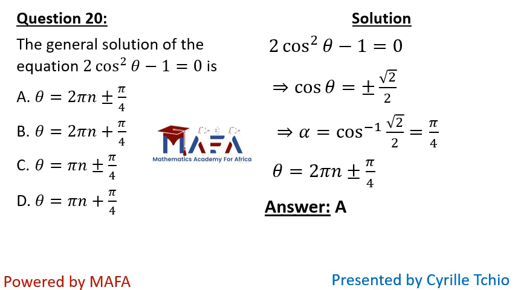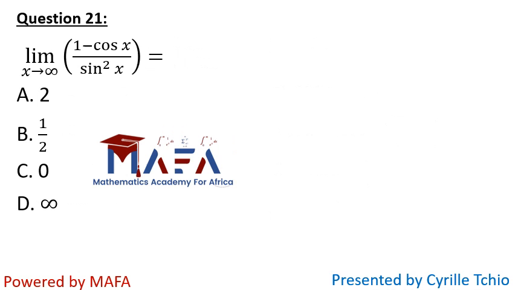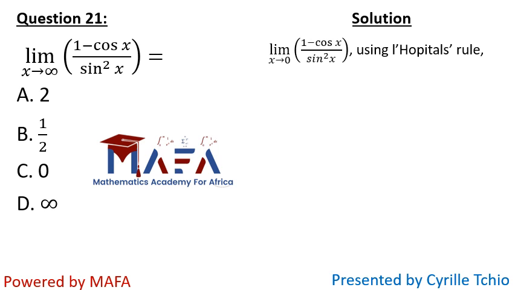Moving to the next question, which is question 21. We have the limit as x tends towards 0 of 1 minus cos x all over sine square x, and you need to find this limit. If you substitute 0 here, you have 1 minus cos 0, which is 1 minus 1, which is 0, all over sine square x, that is 0 to the power 2, which is 0. So we have 0 all over 0. This is an indeterminate form, so we cannot find its limit by direct substitution, so we use L'Hopital's rule.